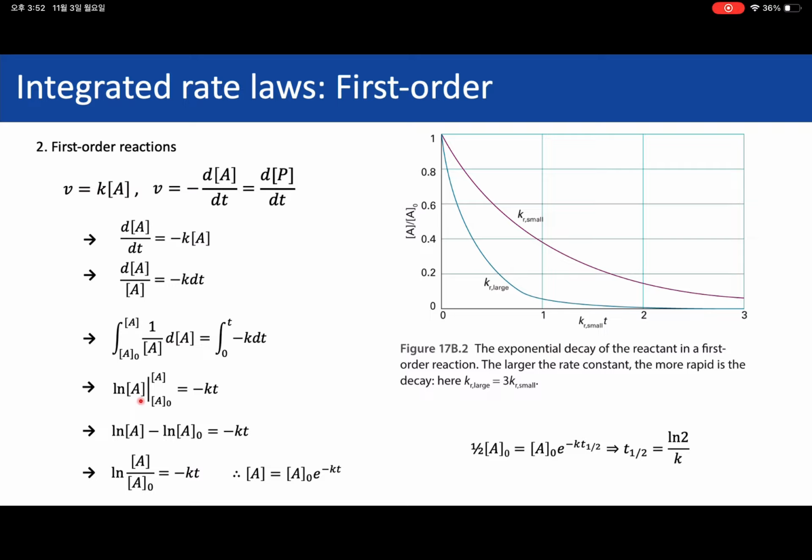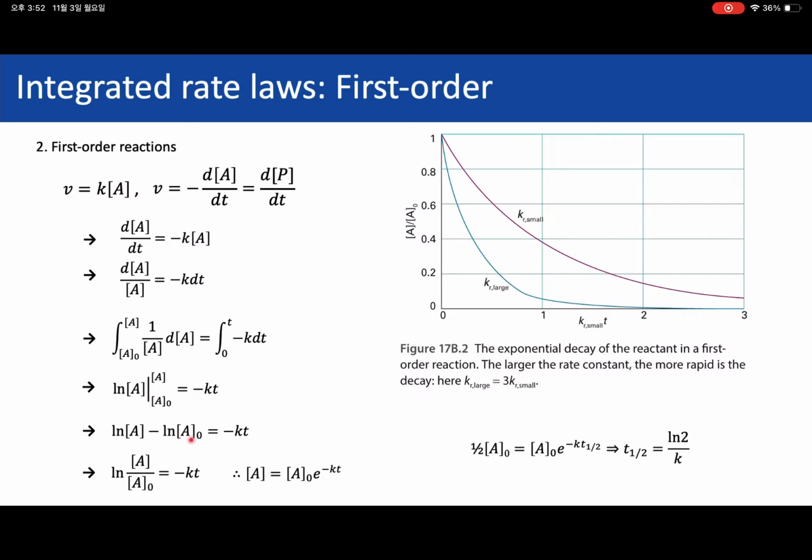Now we are integrating from A0 to A. And this part is the same as the previous slide, so it's just negative Kt. Since there is no t term, it's t minus t0, so we only have the negative Kt. If we rewrite the equation, then it's log A minus log A0 equals negative Kt.